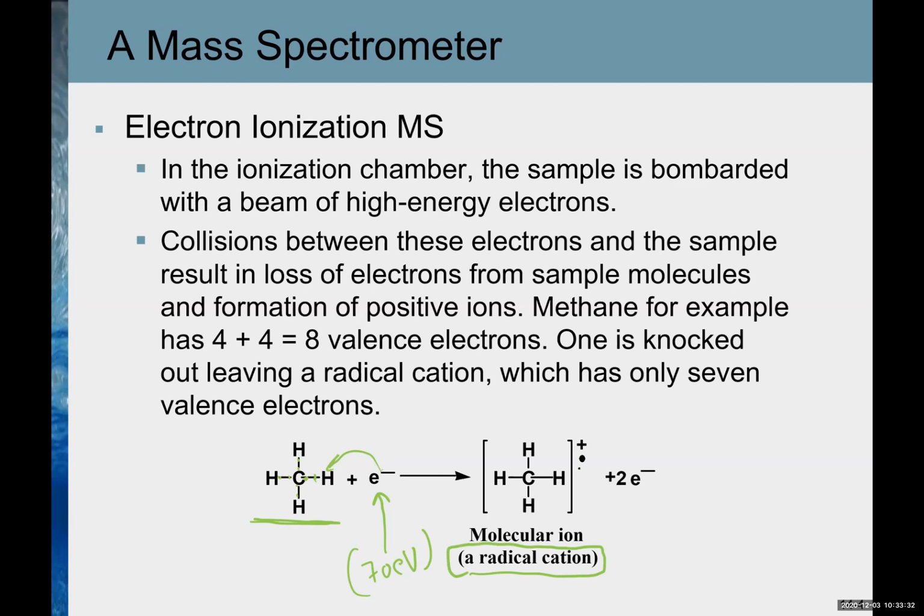Radical cation means that it has a free radical, or one unpaired electron, and a positive charge. See, one electron hit, two came out, because it brought one electron out of the molecule. So this is a molecular ion or radical cation. The mass of the radical cation will be the same as the parent molecule. So when we measure the m over z of this species, its mass will be the same as the parent molecule.